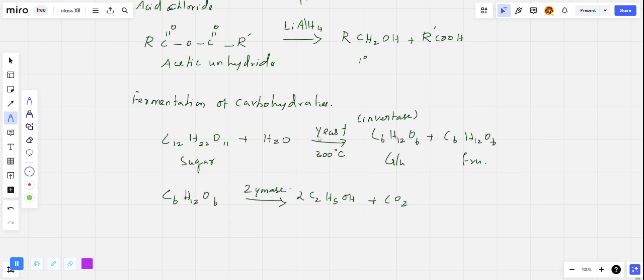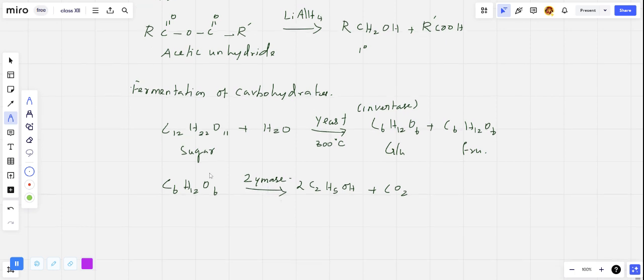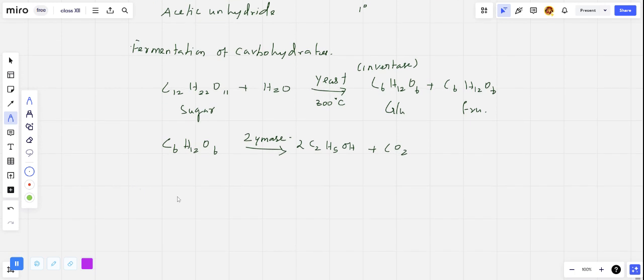We know that yeast has two enzymes, invertase and zymase. One is invertase, which is used in the first step. The second one is zymase, which is used in the second step. Zymase helps decompose this glucose into alcohol and carbon dioxide. This may take 2 to 3 days. In 2 to 3 days, we'll get alcohol. So this is the fermentation of carbohydrates, also one of the methods by which we can prepare alcohol.